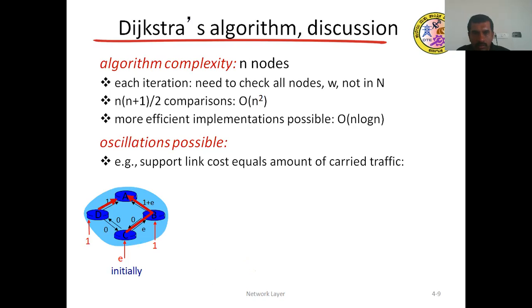Now the algorithm complexity. For n nodes, each iteration needs to check all the nodes not in N', which is n(n+1)/2 comparisons, which is O(n squared). A more efficient implementation is possible, O(n log n). We have not taken traffic as a weightage, so oscillation is possible if the link cost is equal to the amount of traffic carried.